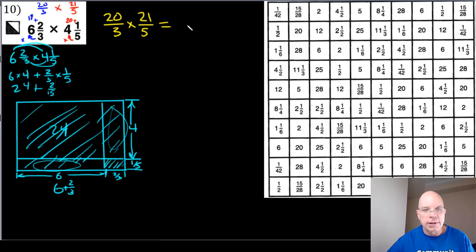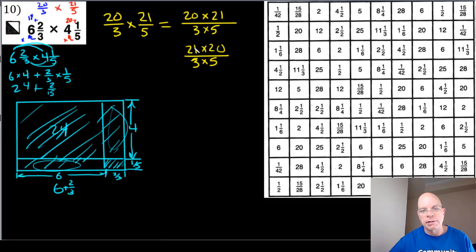Since we multiply numerator times numerator and denominator times denominator, and since multiplication is commutative, I could rewrite this as 21 times 20 over 3 times 5. I could just leave the denominator as is. Do you see 21 over 3 is just 7. 21 divided by 3 is 7. And 20 divided by 5 is just 4. That's why we can do this when we look at our multiplication expression before we multiply.